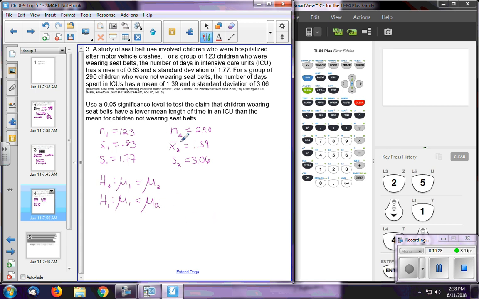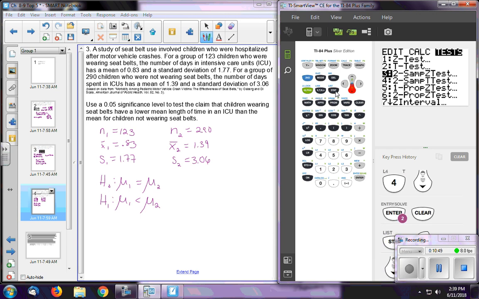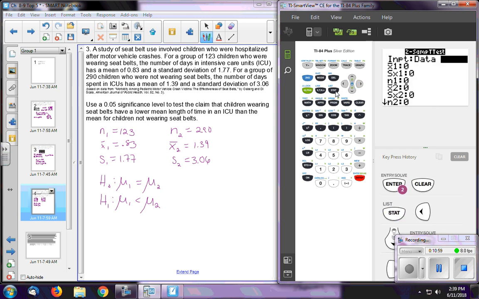Being that we have two sets of information, and these are independent, what makes them independent? The fact that these are children, right? The sample are children who were wearing seatbelts. This is the sample that they were not wearing seatbelts, so they have no interaction with each other. We're going to use a two-sample t-test, which is our fourth option here. Being that we have data already compiled, we're not going to use the data setup, we're going to use the stat setup. We need to enter that information.